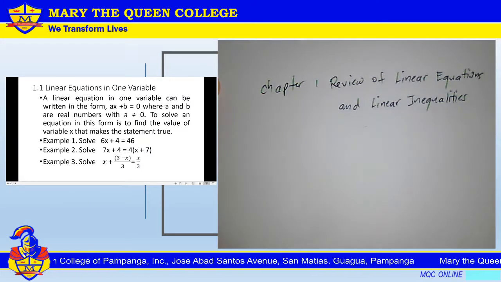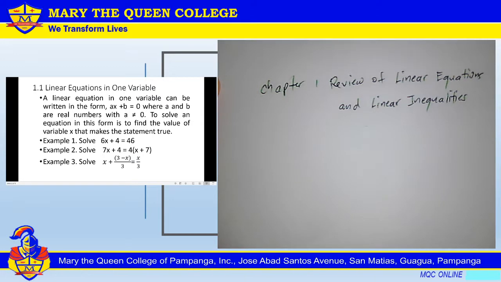So for our first part, we have linear equations in one variable. What do you mean by a linear equation in one variable? Technically speaking, a linear equation in one variable can be written in the form ax plus b equals 0, where a and b are real numbers with a not equal to 0. To solve an equation in this form is to find the value of the variable x that makes the statement true. So we have the following examples here.